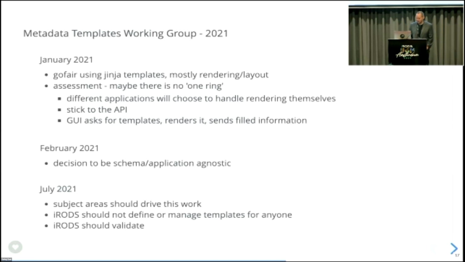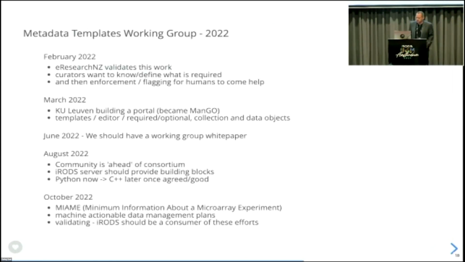We decided to do that in 2021. We're just going to stick to the API, and the subject areas should drive the actual application. I don't know enough about genomics to build a genomics GUI. Certainly don't know enough about nuclear physics to build a nuclear physics GUI. So we all agree that's what I should do. Stay out of that. We should not be defining or managing templates for anyone because they will be out of date and wrong instantly. So that's not my fault. But we should provide a way to validate those really smart things that somebody else makes against the data in the system.